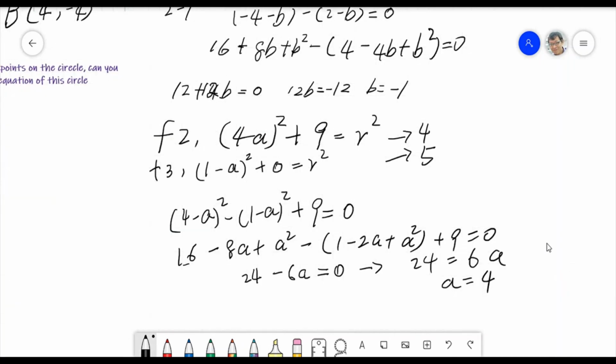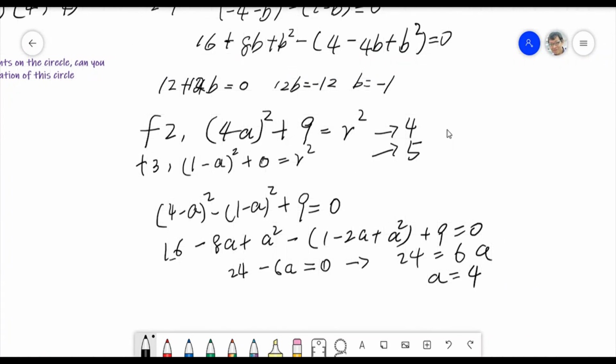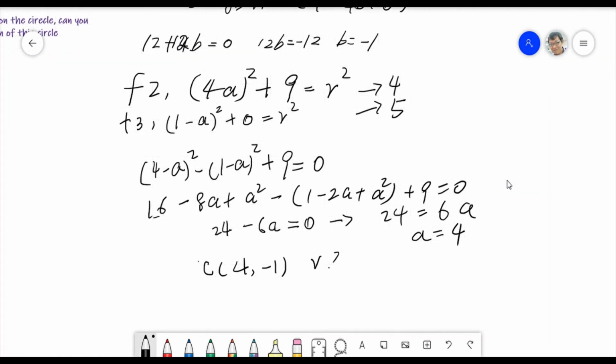So the center will be 4 and negative 1, right? 4 and negative 1. So the center will be 4 and negative 1. So now we only need to get r, right? Since we already have the equation, it should be quite easy to find r. We can base r on equation 5. Through equation 5, we can substitute the a to get r, right? So a is 4.